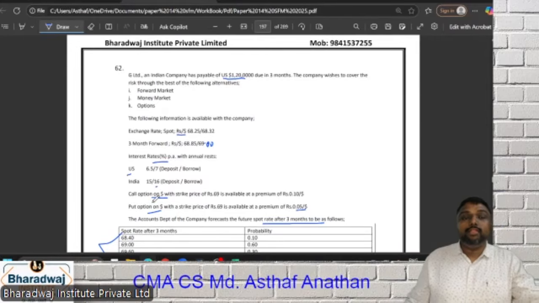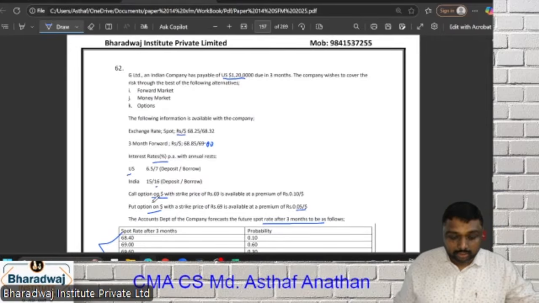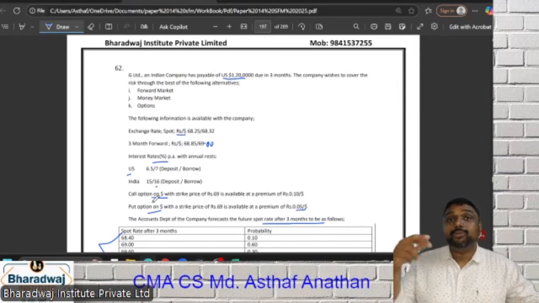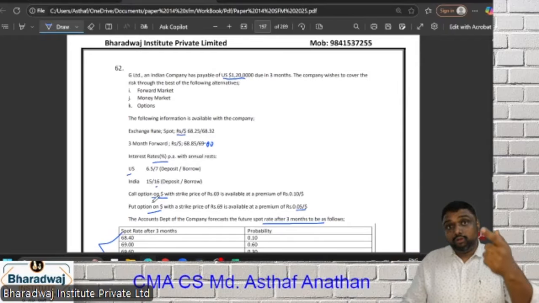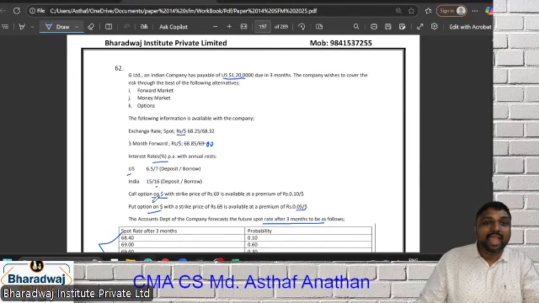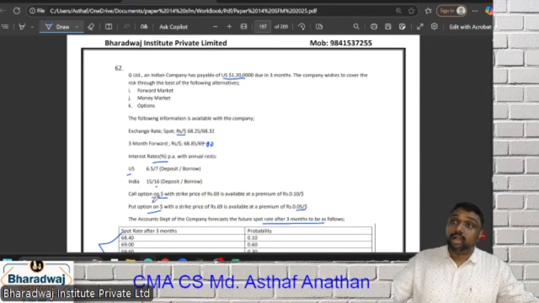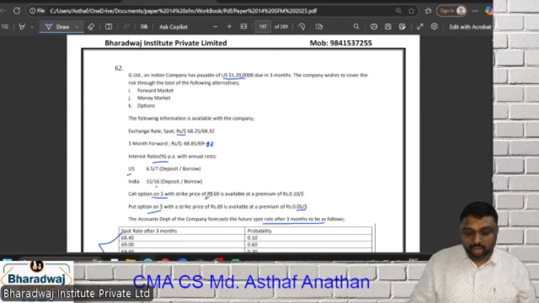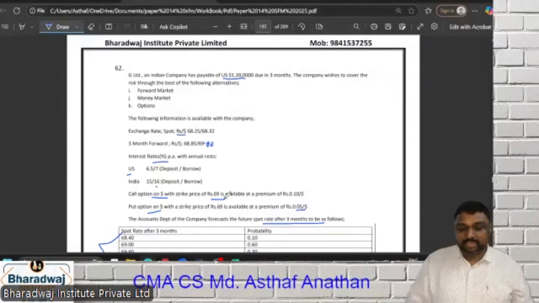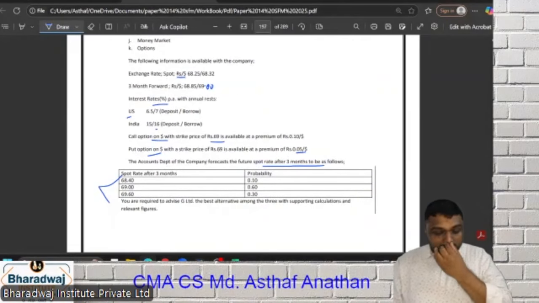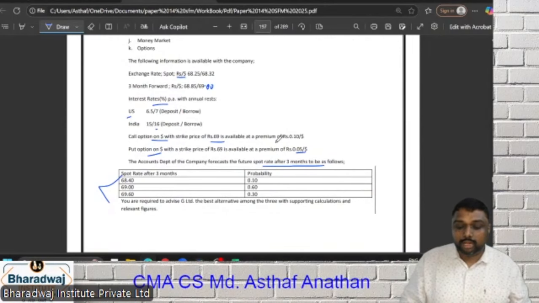So if you want to buy the dollar, a call option or put option is relevant. You have to buy a call option. So you have to go with a call option. Though the question gives call and put, you want to buy the dollar, so you have to go with a call option of dollar. So what is the amount? 69 is the strike price. So you have to check for each price. The premium also you have to pay.